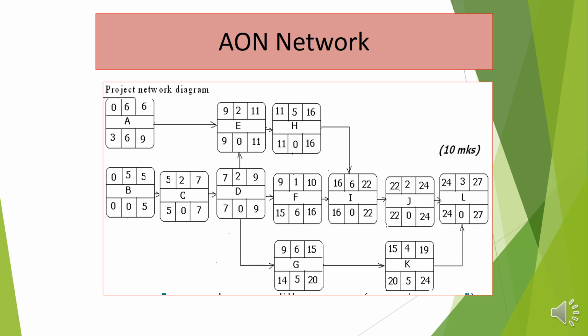So the earliest finish and the latest finish must be the same. So the lower box is 27, but if it has taken 3 weeks, then it should have started after 24. So the slack, which is the difference between earliest finish and earliest start, or latest finish and latest start, is 0, i.e. 27 minus 27 or 24 minus 24.